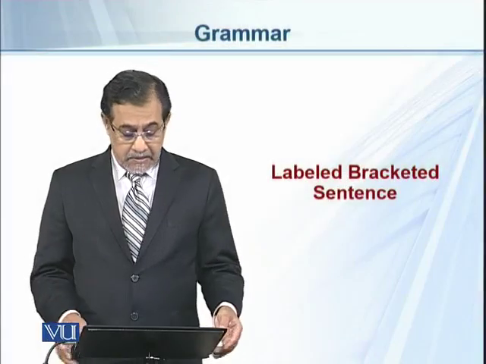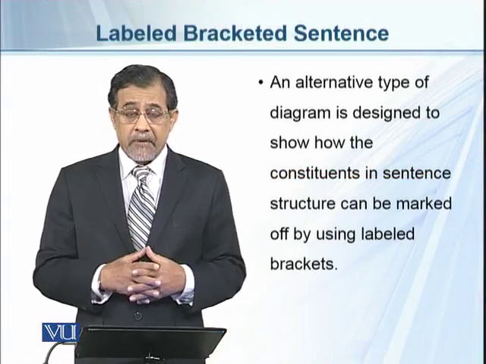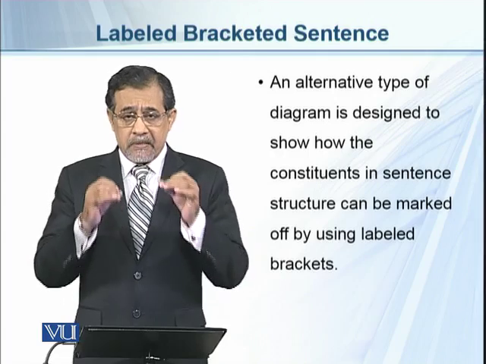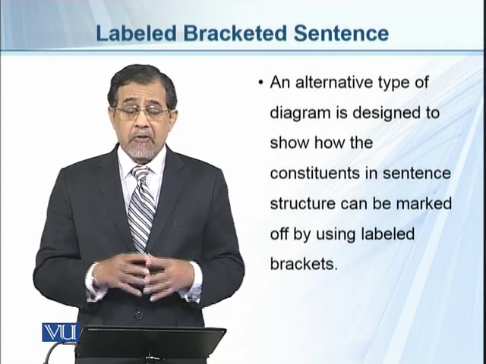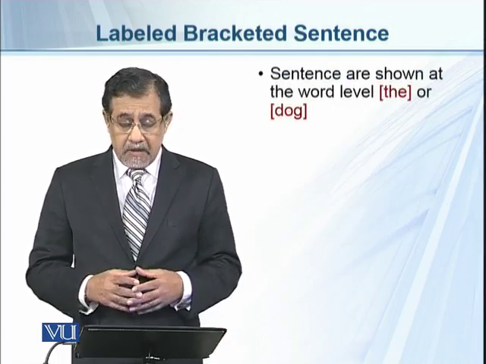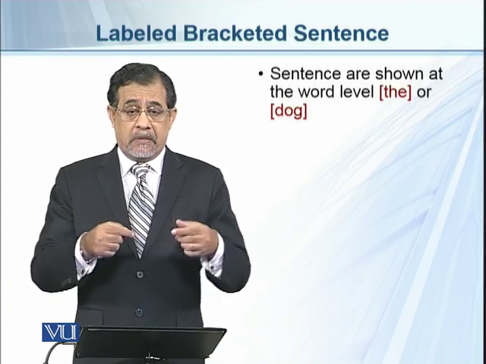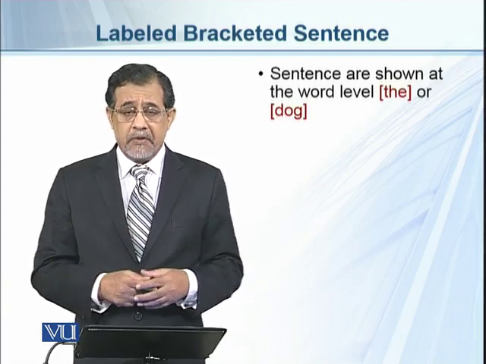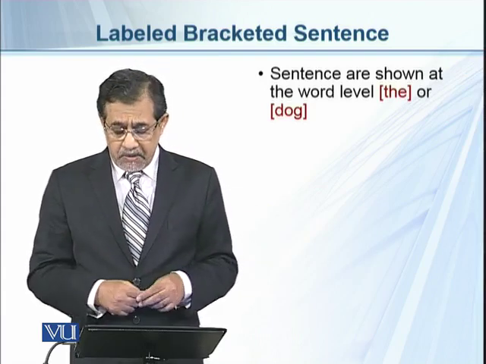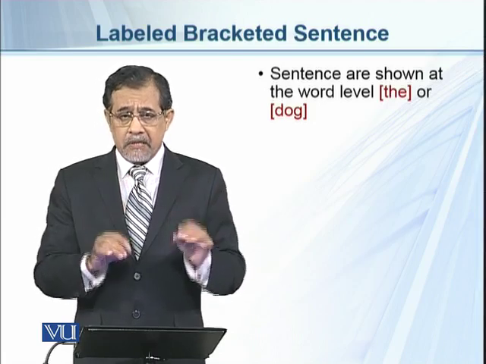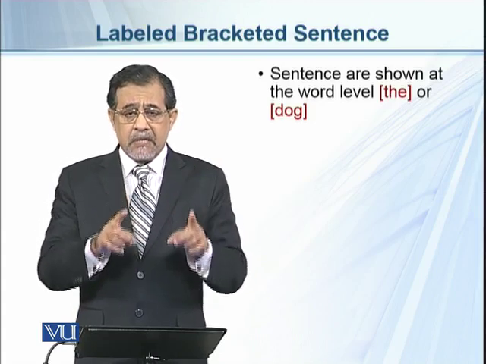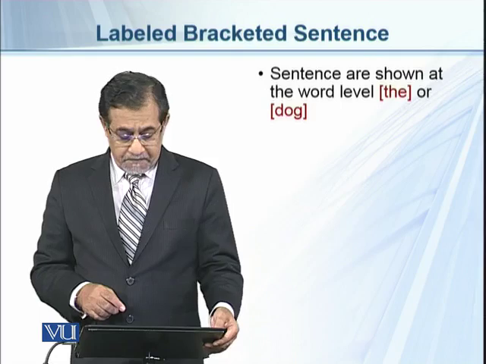Labeled bracketed sentence. An alternative type of diagramming, in which the constituents of sentence structure can be marked off by using labeled brackets. For example, we have a sentence in which we have different words. So we put a bracket around each and every word. For example, "the" is a constituent of a sentence and we have put a bracket around it. "Dog" is a constituent of a sentence and we have put a bracket around it.